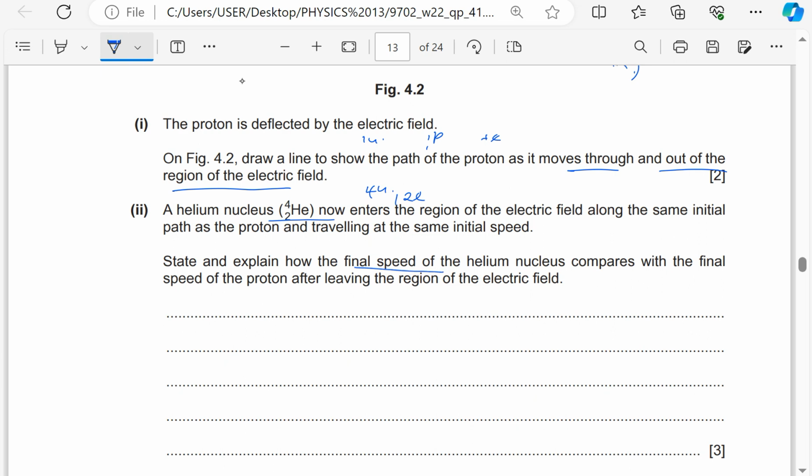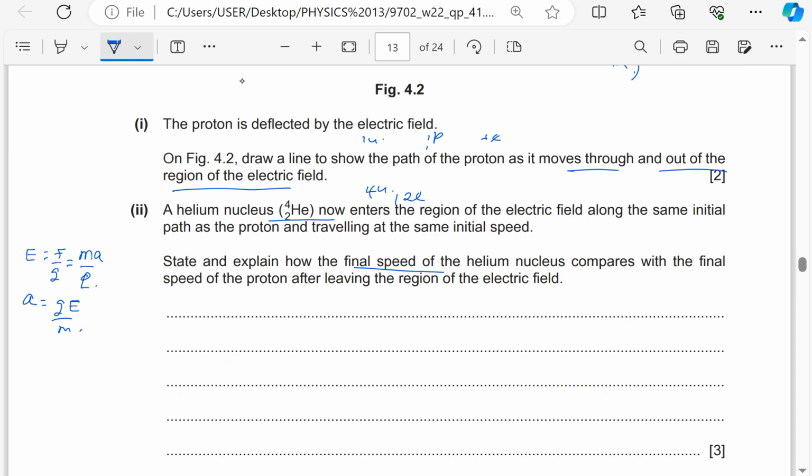So we're now talking about speed. If we talk about speed, we must talk about the force. Therefore, we should talk about the acceleration. Remember, the electric field strength remains constant. So we know that E is equal to F per unit charge, which is equal to the mass times the acceleration over the charge Q. So it means the acceleration is going to be Q times E divided by M.